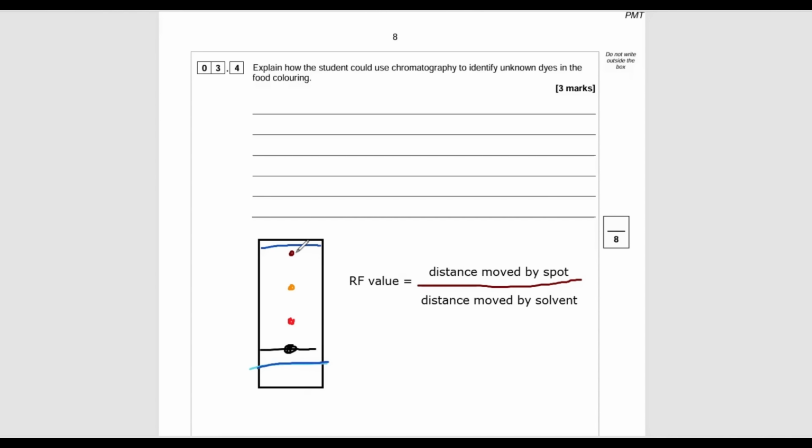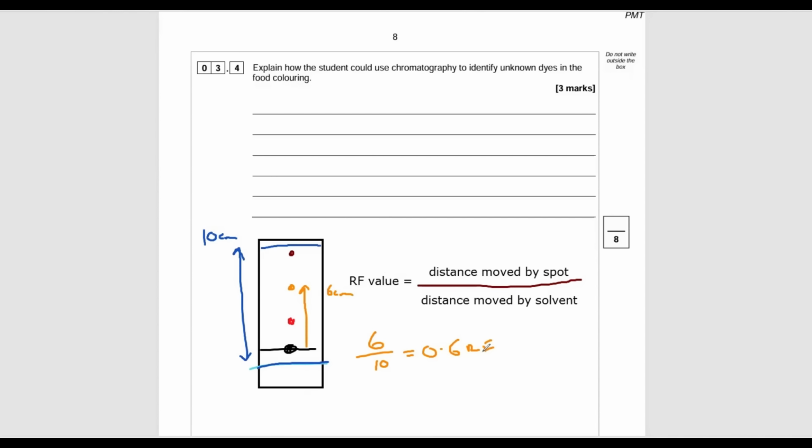Now, how do you calculate the RF value, the fraction of solubility? It's called the retention factor: the distance moved by the spot divided by the distance moved by the solvent. Just to give you an idea, let's make it dead easy. If the solvent moved 10 centimeters, and this orange spot moved 6 centimeters, to calculate the RF value of the orange I would do 6 over 10, which equals 0.6. So we could say calculate the RF value.